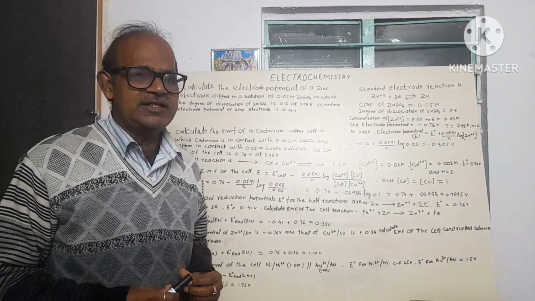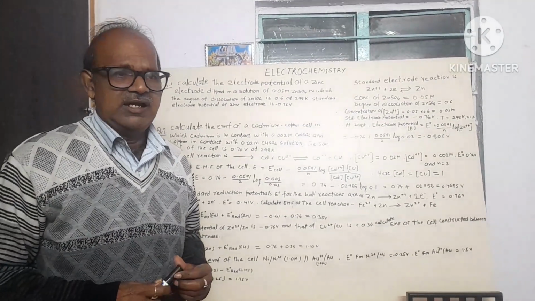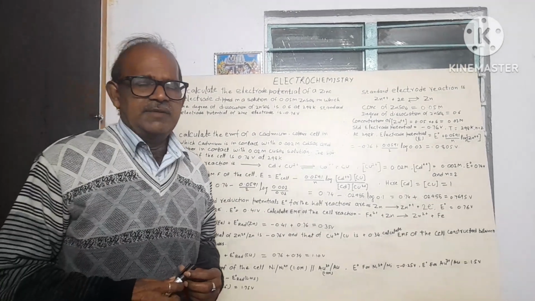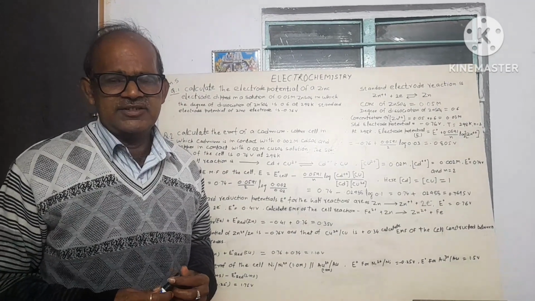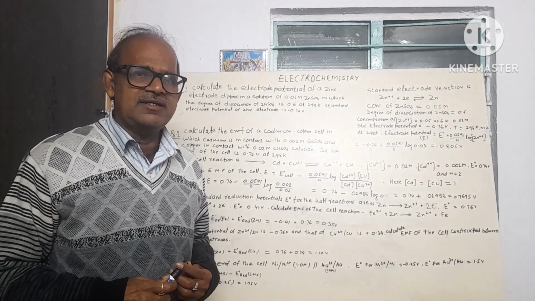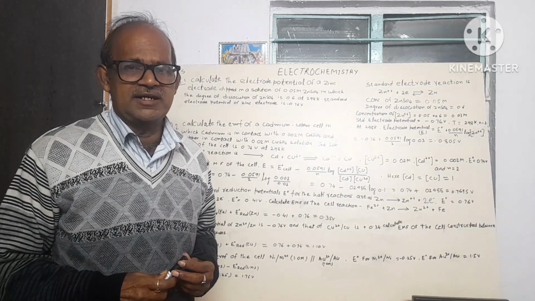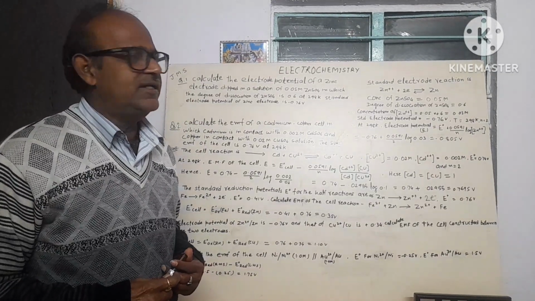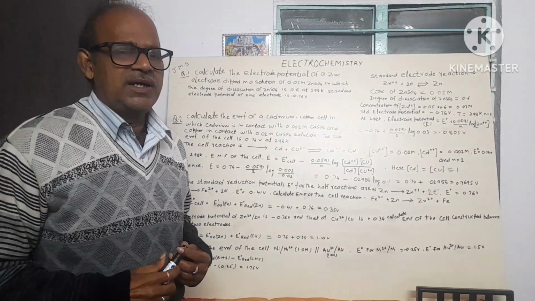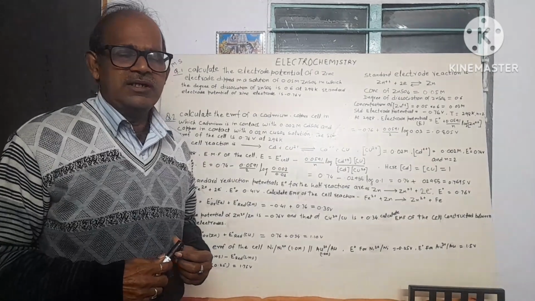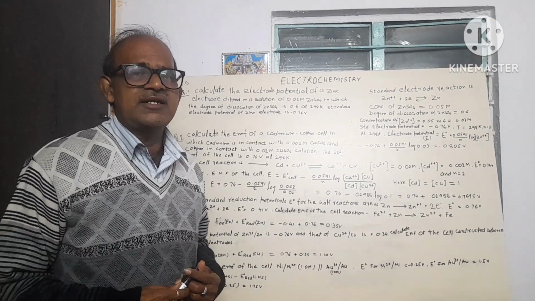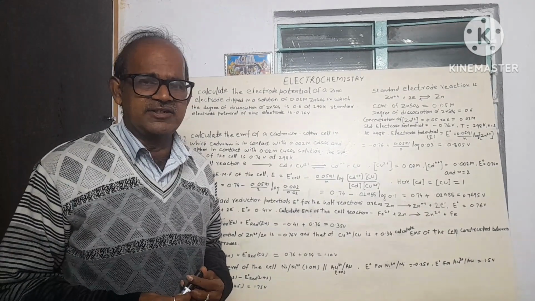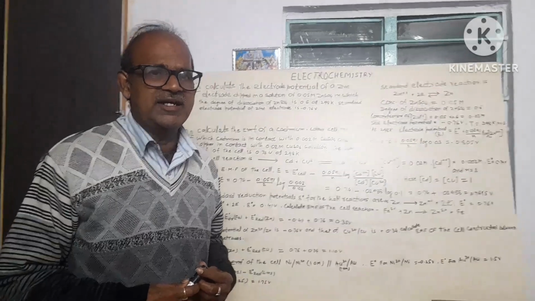Here in electrochemistry you are studying the conversion of energy. Chemical energy is converted to electrical energy, and electrical energy is converted to chemical energy. Other things are also studied, but mainly this conversion of chemical energy to electrical energy and electrical energy to chemical energy is what you study here.